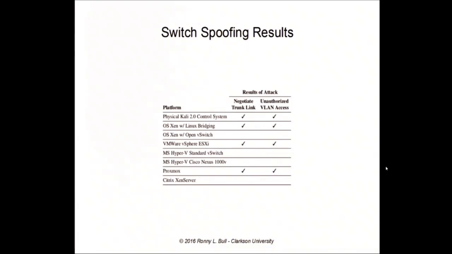Okay, so results across the board here. We can see that the physical Kali 2.0 control system, we set up the physical switch, we tested it with a control to make sure it worked first that way before we proceeded into the virtualized environments. You can see it pretty much worked under every system that used bridged networking instead of a virtual switching networking. So if you're using an environment that has a bridged network, virtual switch, this is going to work.